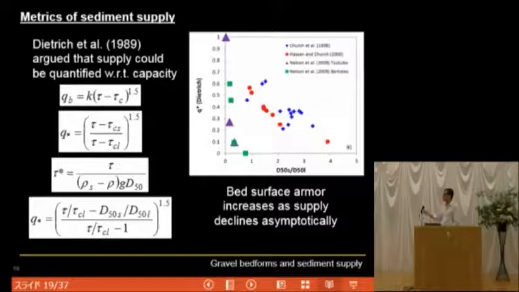So the first thing we needed to do is identify a good metric of sediment supply. And fortunately, Bill Dietrich already did this for us in 1989, where he argued that sediment supply could be quantified with respect to the capacity in the channel. He started out with a basic bed load transport function here, and then he defined this variable, Q star. Q star is basically the shear stress above the critical shear stress for the surface divided by the shear stress minus the critical shear stress to move the sediment load. And so then if you invoke the Shields number here, you wind up with this expression down here for Q star. And so again, Q star represents our supply with respect to the capacity.